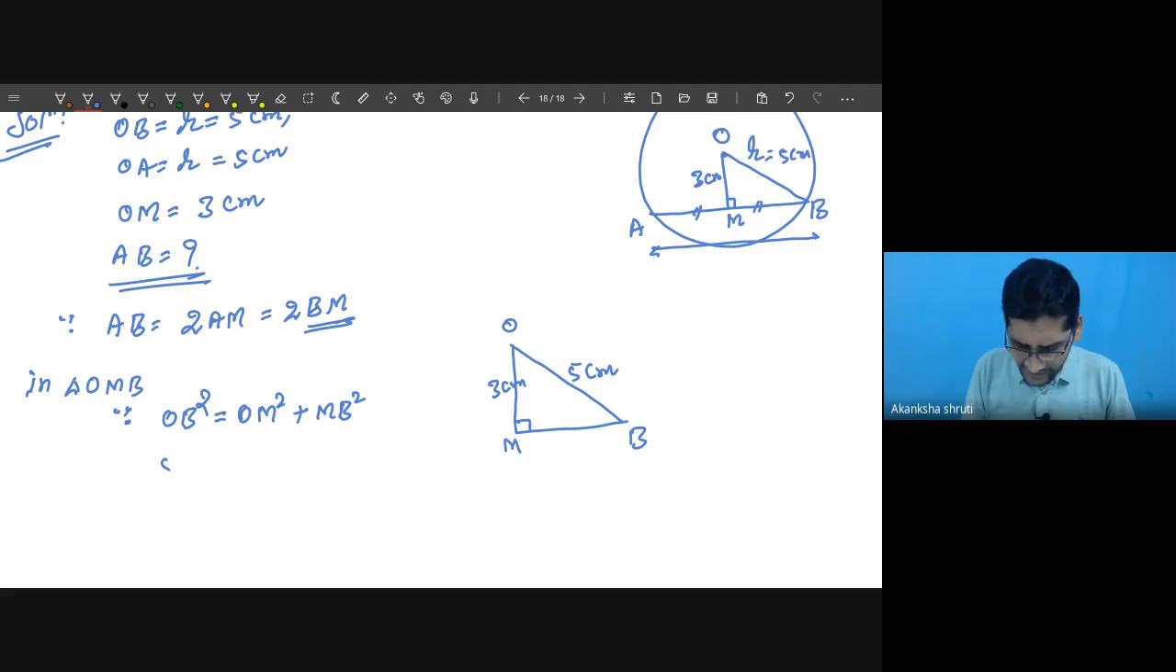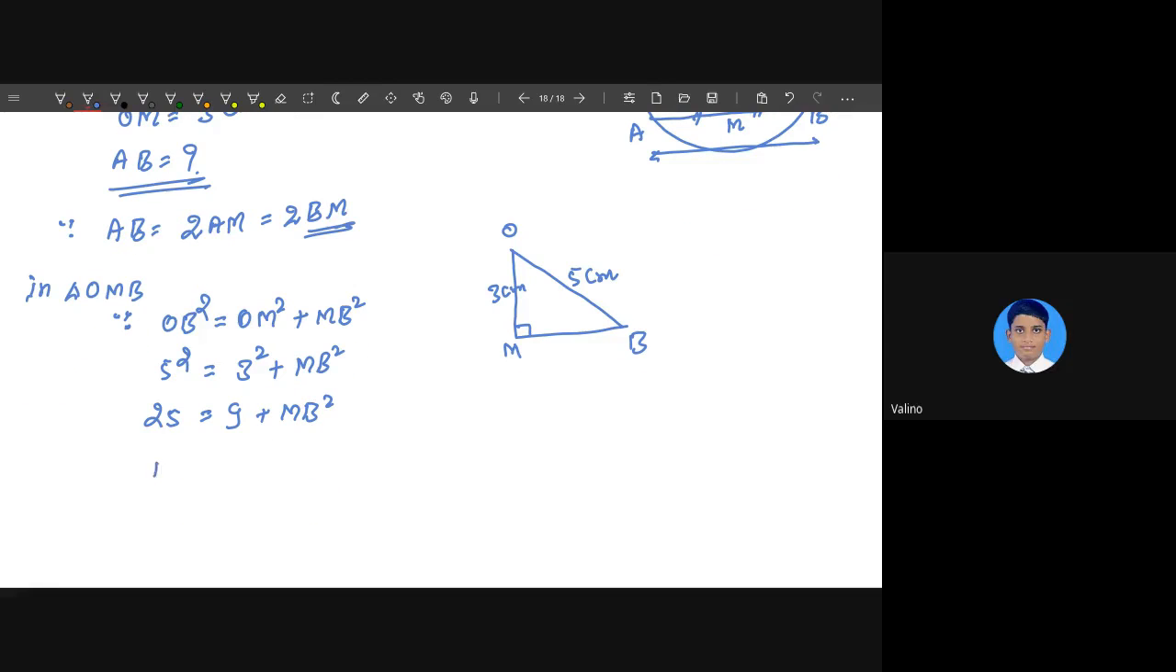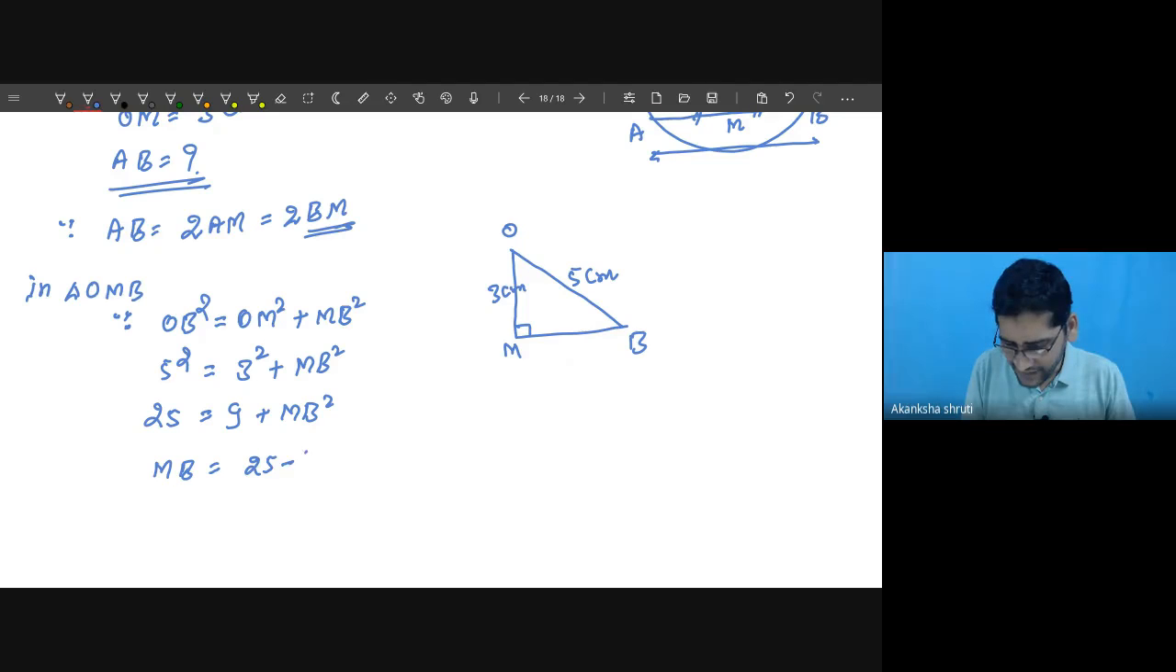Now OA is given as 5, so 5 square. This is 3 square plus MB square. So it is 25 is equal to 9 plus MB square. Bring this on the left hand side to calculate this MB. So what will it be, student? 25 minus 9. This is the square basically.